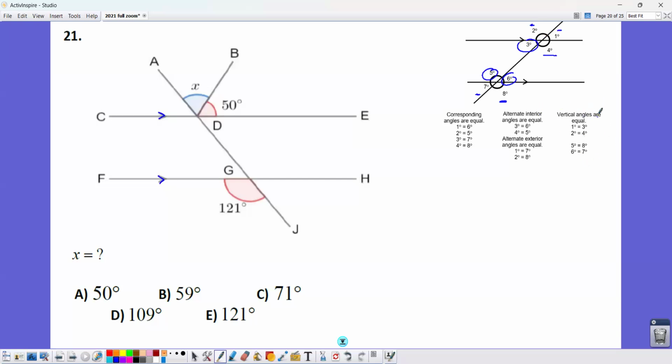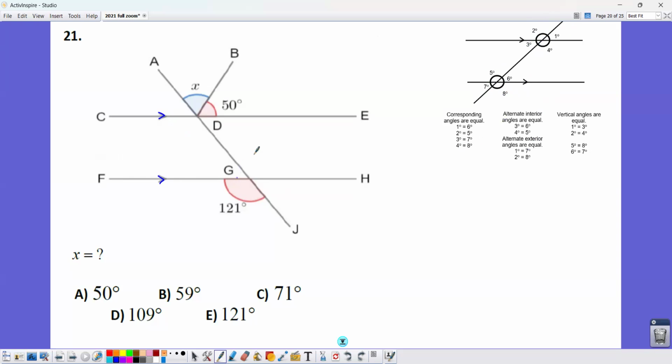Also, we have vertical angles. Vertical angles are the angles that are formed by the intersecting of two lines, like this one and this one. So 7 and 6 are in opposite directions. 7 and 6, they are vertical. 5 and 8, they are vertical angles. Also here 3 and 1, they are vertical. 2 and 4, they are vertical angles, and they have the same measures.